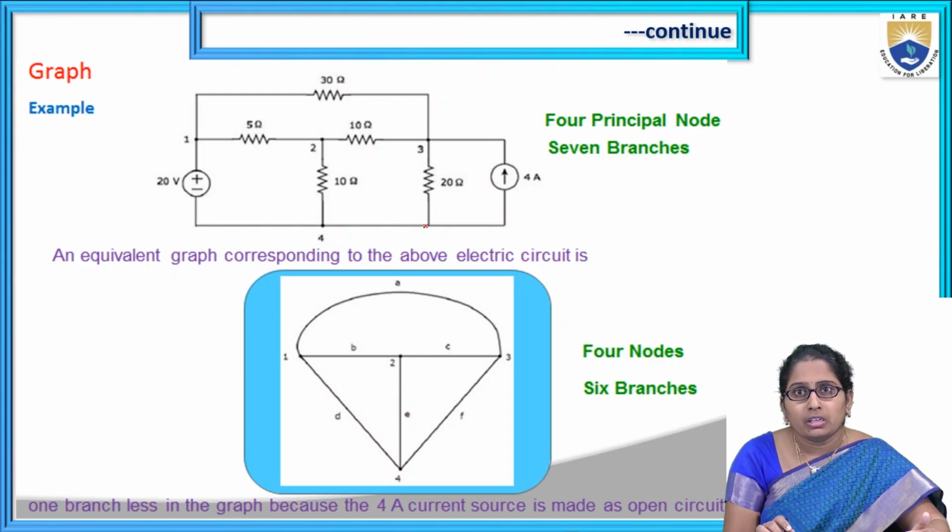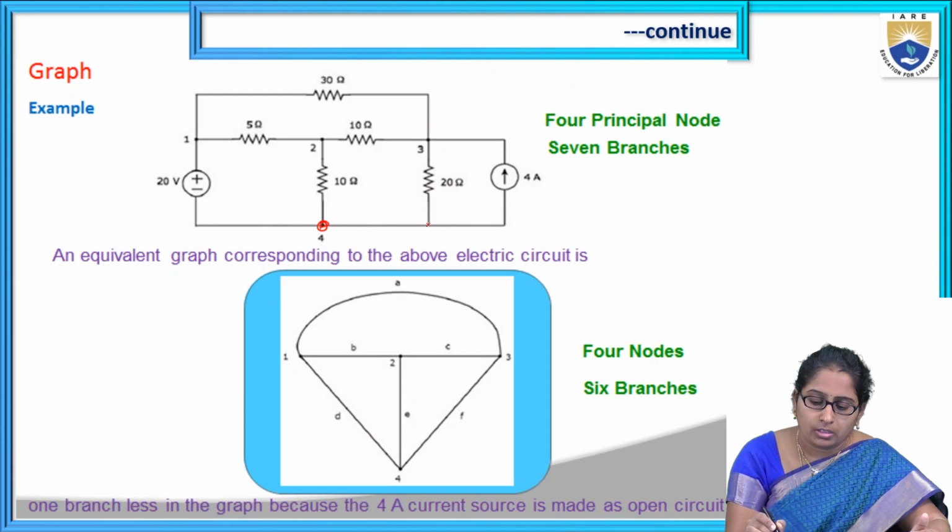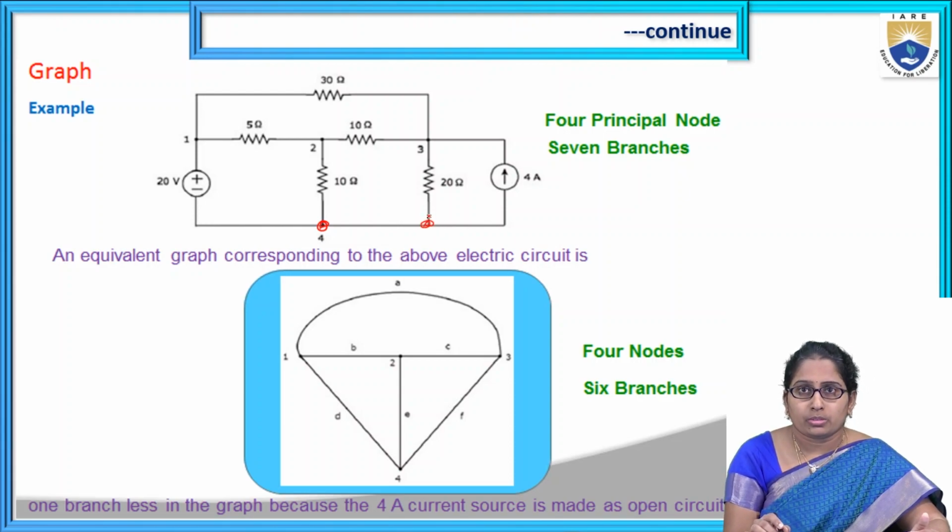Now you can say, okay, this is also a node, and this is also a node, and this is not a node. Now this point and this point, both are nodes, but this point is the same as this point. Why? Because there is no element in between them. There is no element connected between them. So these two are considered under one node only.